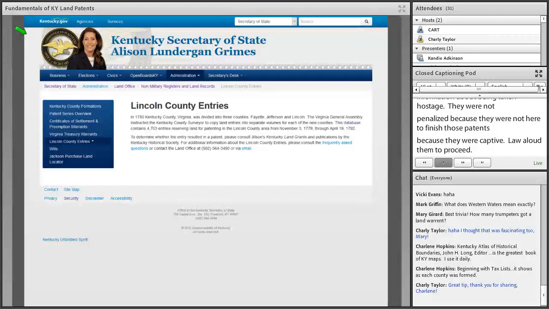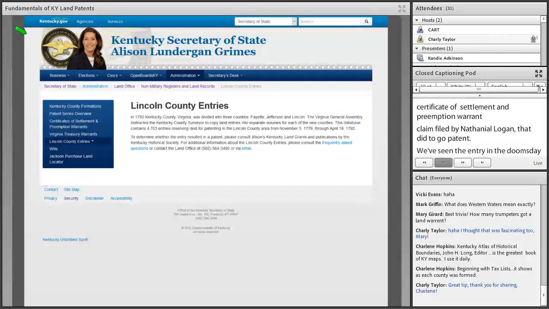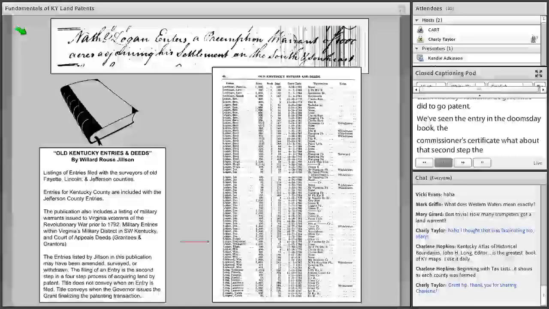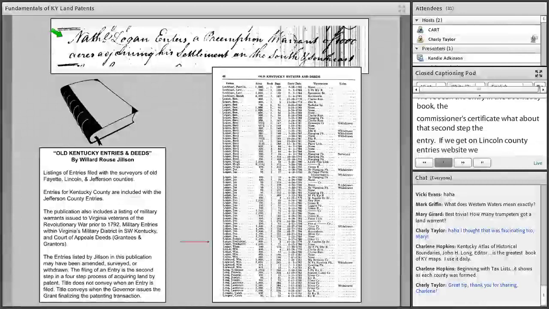Lincoln County entries. Okay, we have seen the certificate of settlement and preemption warrant claim filed by Nathaniel Logan, how that did in fact go to patent. We've seen the entry in the Doomsday Book. We've seen the commissioner's certificate. But what about that second step, the entry? If we get on the Lincoln County Entries website, we will find a copy of the entry. Nathaniel Logan enters a preemption warrant of 1,000 acres adjoining a settlement on the southeast.